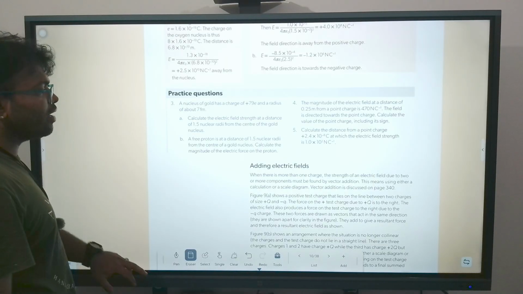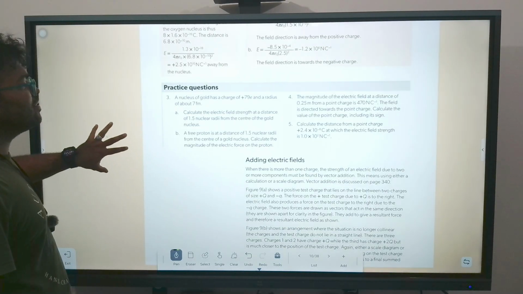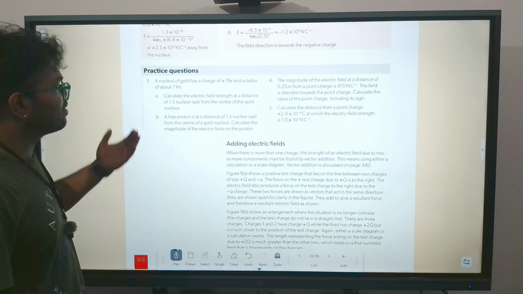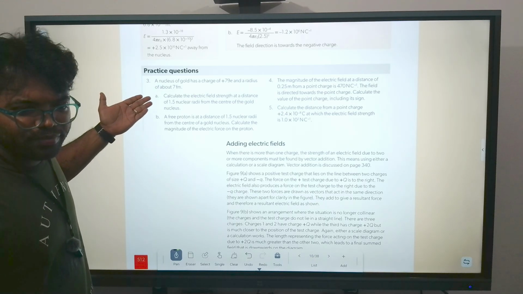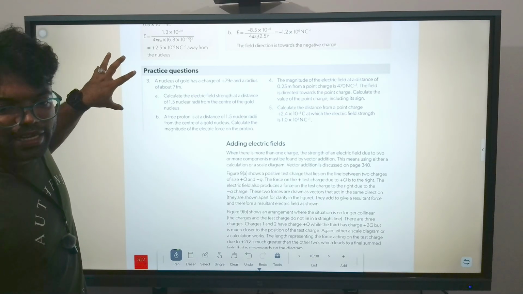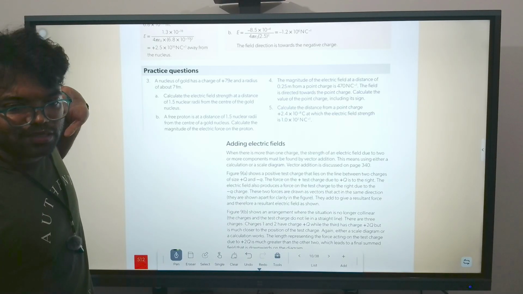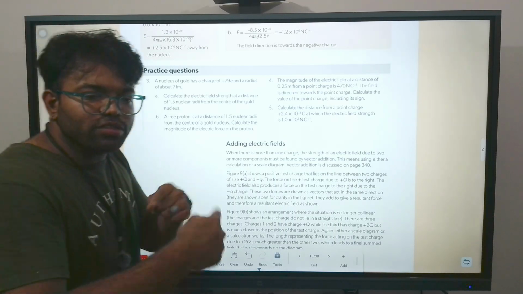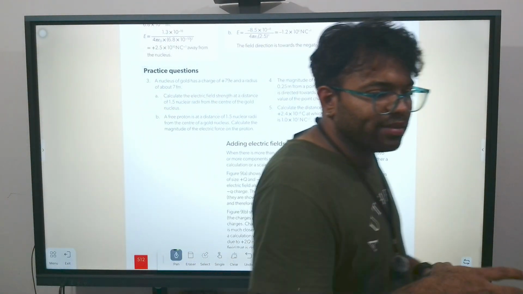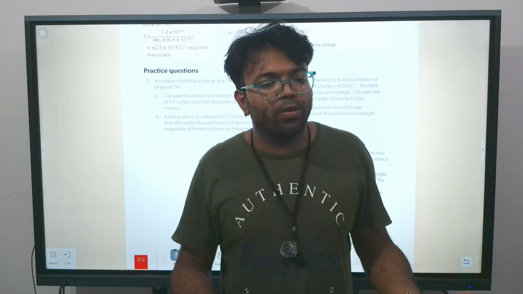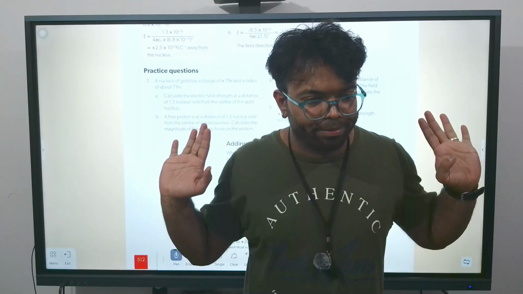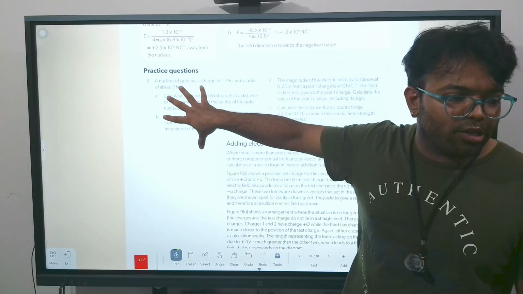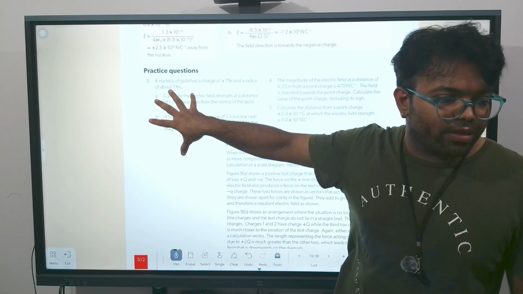Now calculate the electric field strength at a distance of 1.5 nuclear radii from the center of the gold nucleus. You can do this, right? No problem. Just feed the information into kq upon r square and you will get the result. Clear? Okay, next. Akshay, you do this as homework. If I think you can do it, I'm going to give it to you as homework. It's a direct formula based problem, so you shouldn't have a problem with it.